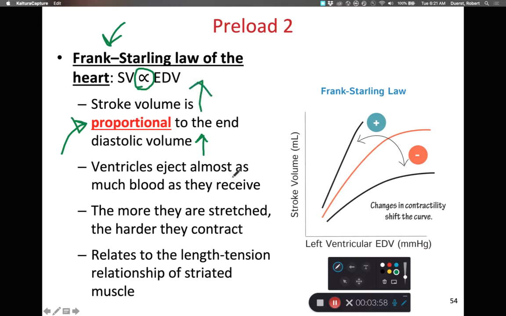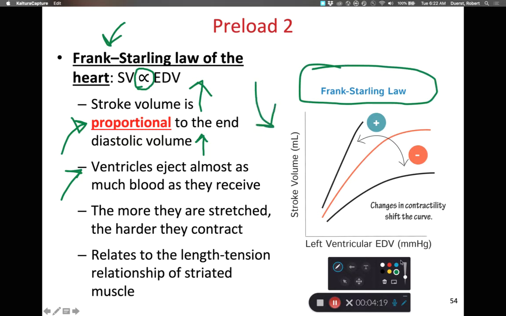Another way of describing this is the more blood that's in the left ventricle, the more the tension is on the walls of the left ventricle. And the ventricles need to eject nearly as much blood as they receive. As we look at the Frank-Starling law mathematically, I included this figure to give you the relationships, the correlations.